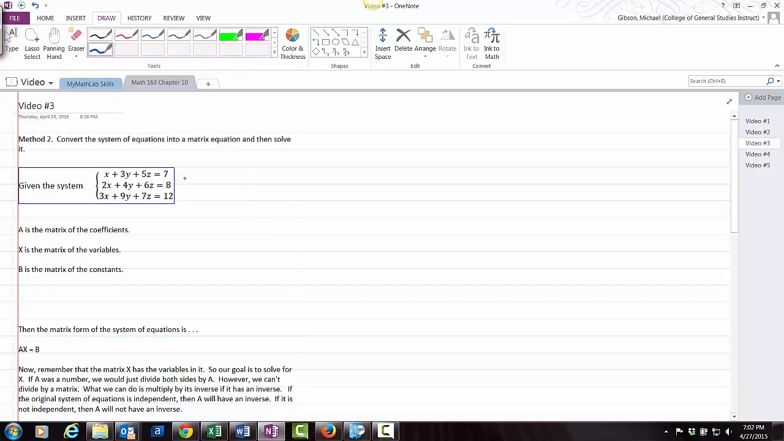So this time we're just given the system, right? So here's a system of equations that we might get. We're going to turn this into three matrices. A is the matrix of the coefficients. So what that means is A equals, and it's just going to be the coefficients of the variables. So it's 1, 2, 3, 3, 4, 9, 5, 6, 7 in this case. So there's matrix A.